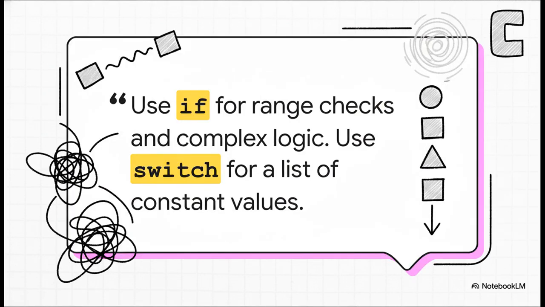So if you only remember one thing from all of this, let it be the simple rule of thumb. When you're checking for ranges, like a grade between 80 and 90, or when you have really complex logic, if-else is your best friend. But when you're just checking one variable against a specific list of options, like menu choices 1, 2, or 3, switch is almost always going to be cleaner and sometimes even faster.